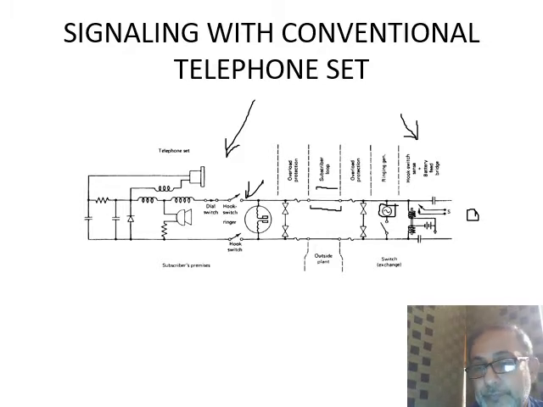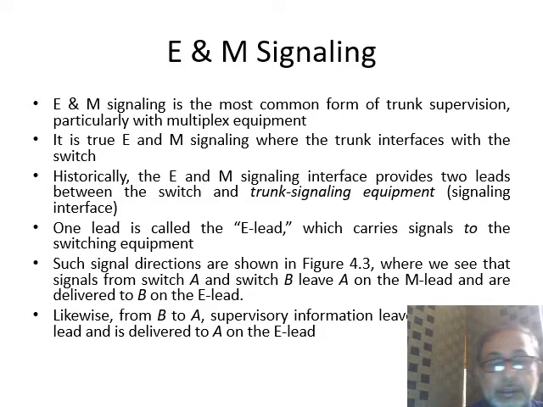In the earlier systems, in the electromechanical systems, E and M signaling was used. It was used for trunk supervision, particularly with multiplex equipment.